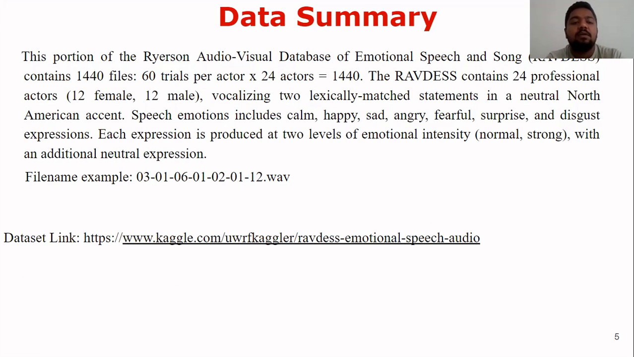Next is the data summary. In this portion we use the RAVDESS data set for this project. It contains 1440 files, with 24 actors, and each actor has 60 trials. The data set contains 24 professional actors, 12 male and 12 female. We will split the 24 actors into male and female parts with the help of odd and even numbers. The speech emotions include calm, happy, sad, angry, fearful, surprise, and disgust.